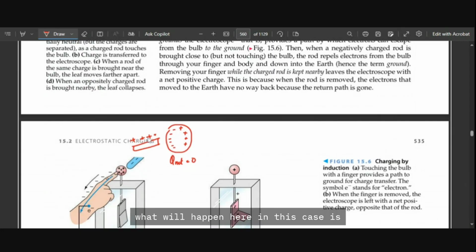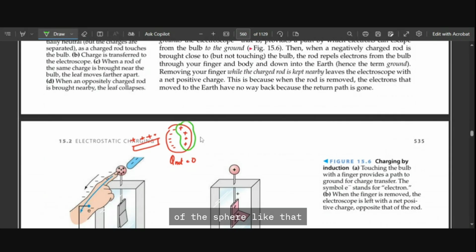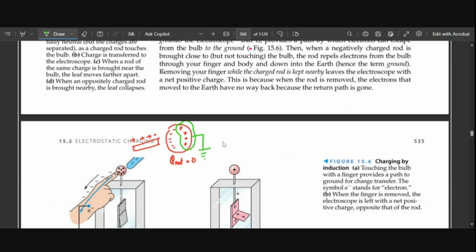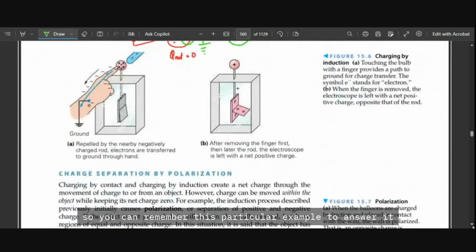What will happen in this case is, if we earth one side of the sphere like that, all the positive charge will get transferred to the earth. And when this rod is removed, this whole sphere will become negatively charged. This is called the process of charging by induction. So you can remember this particular example to answer it.